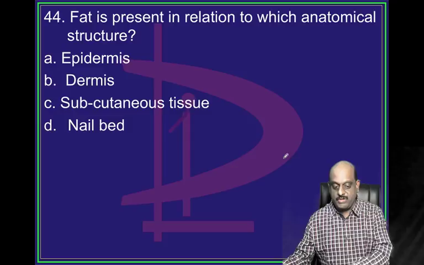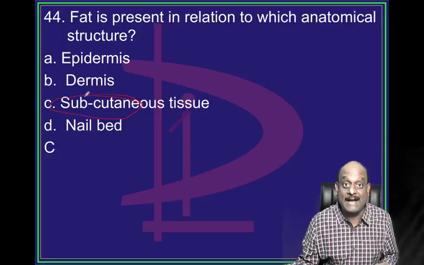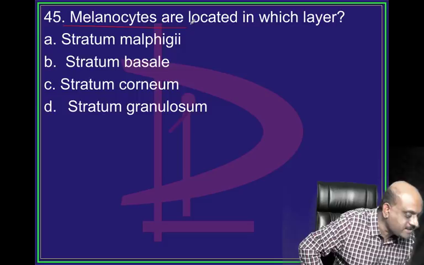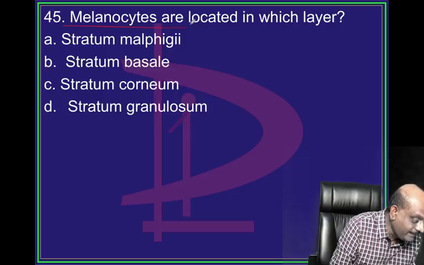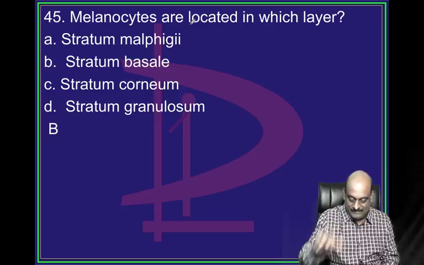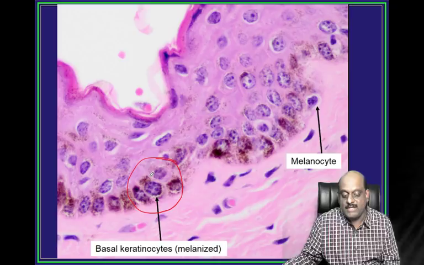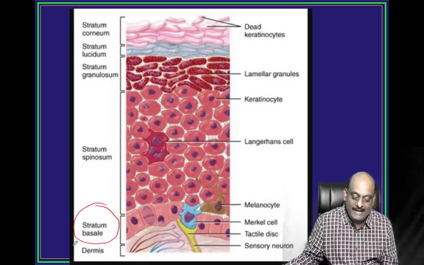Fat is present in which anatomical structure? It is typically there in the subcutaneous tissue. You have the fat. That is why we call it subcutaneous fat. All of you know very well. Melanocytes are in which layer? Come on. Punch your answers, doctor. Question number 45. So, Munna is proposing corneum. Chitra is proposing basale. Sara is also saying basale. So, basale. These are the basal keratinocytes which are melanized, and this is a melanocyte. So in the stratum basale, typically you have the melanocyte, Merkel cell, and so on.